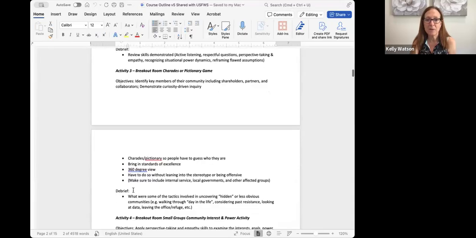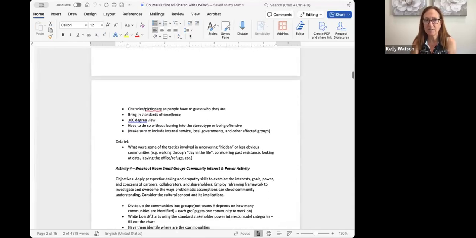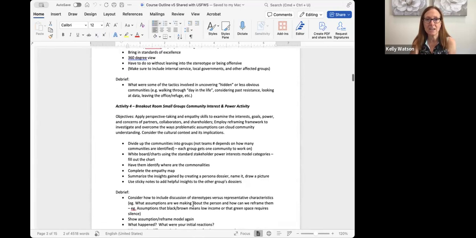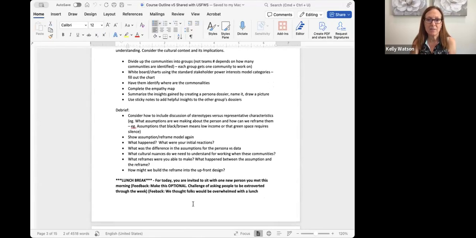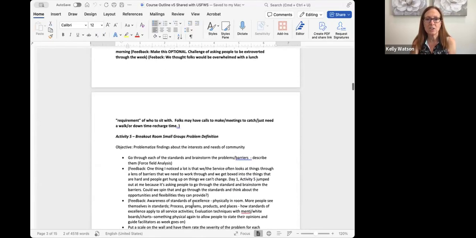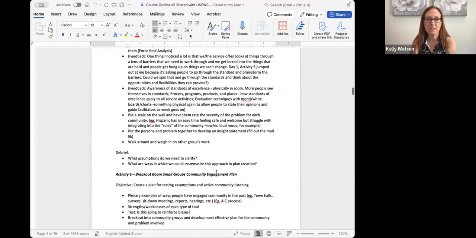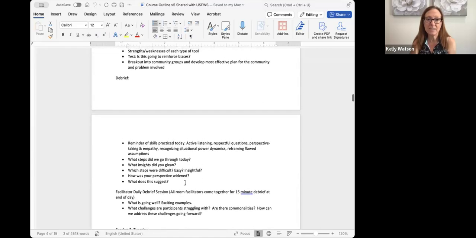We played these games. But always a debrief, and always debrief questions, which we provided to the facilitators in the facilitator guide so that they could lead the activities. So then we had the power interest grid stuff, then the logistics of their lunch, how they did the problem definition in the afternoon, the objectives and the debrief. And then finally we get to the daily debrief.